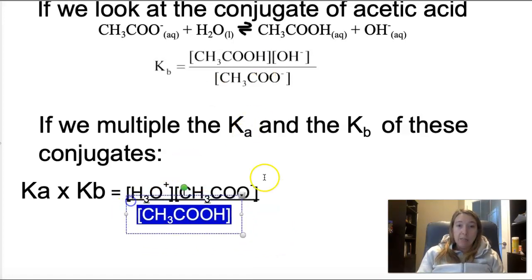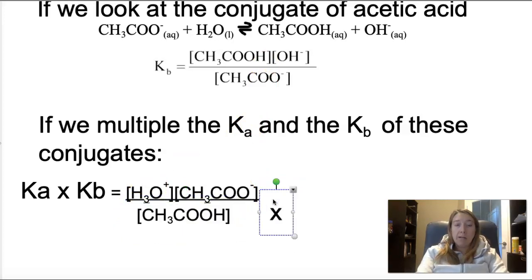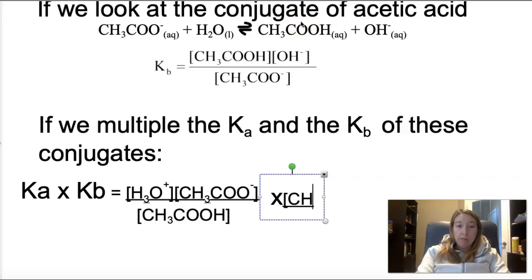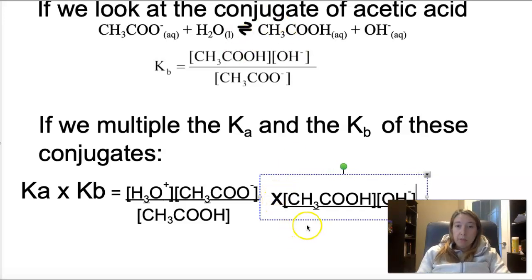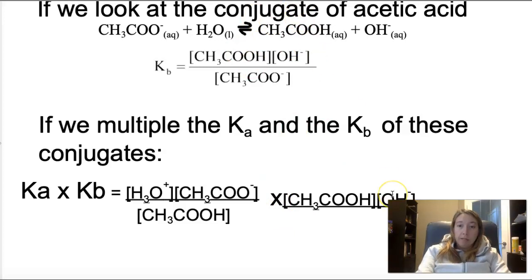I want to multiply it by my Kb. So I'm going to do times CH3COOH times OH-. That's not an H. Hold on, there we go. And that is going to be divided by CH3COO-.